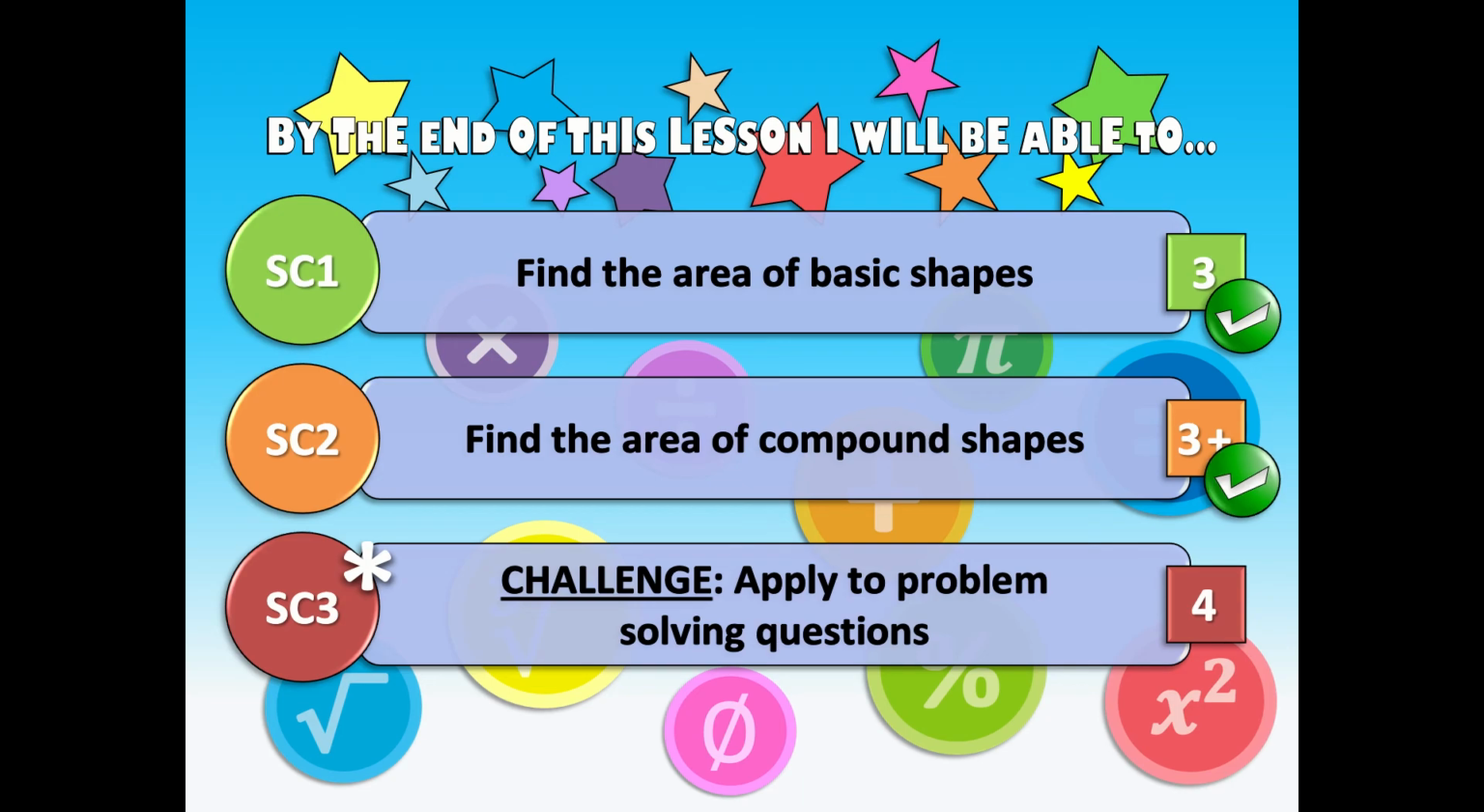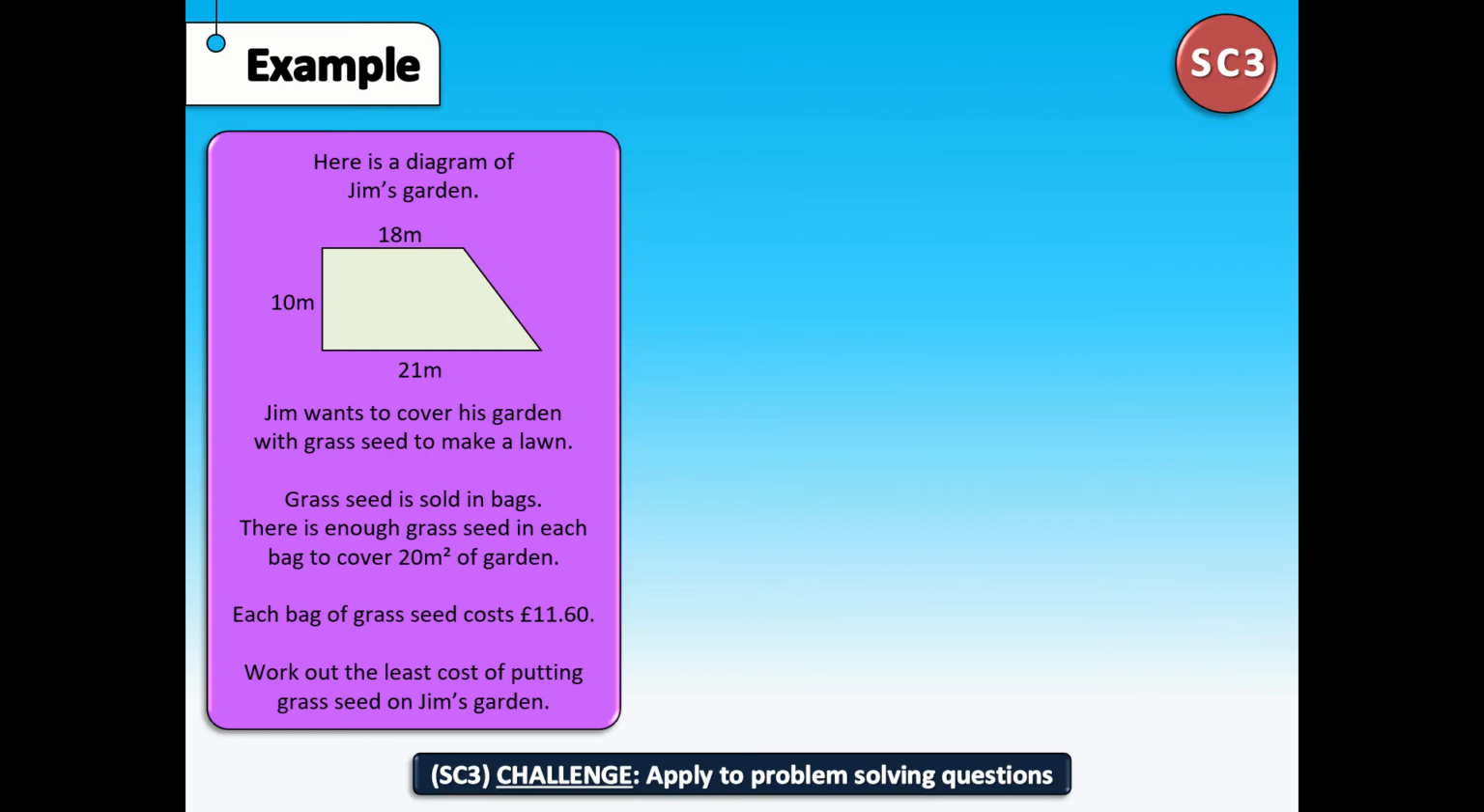So now we've completed success criteria 2. So now we're going to move on to number 3. This is to apply to problem-solving questions. So here is a diagram of Jim's garden. Jim wants to cover his garden with grass seed to make a lawn.